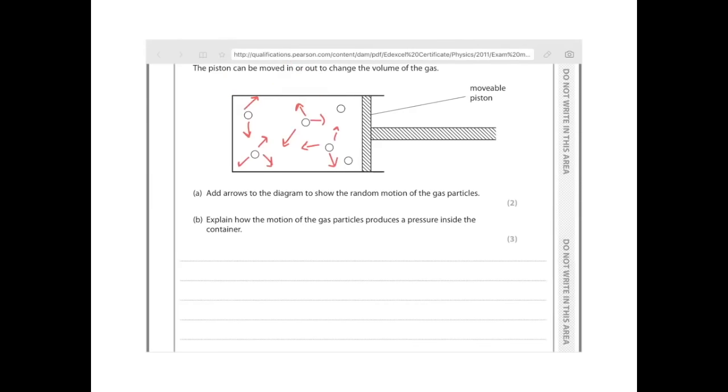Explain how the motion of the gas particles produces the pressure inside the container. This is an answer you can rote learn. So you want to first of all talk about the fact that gas particles have random motion and that they collide with the walls of the container. Then this creates a force, and then lastly state an equation which is pressure equals force over area. And that is the easiest way in which you'll get 3 marks. I would really recommend you learn that answer off by heart.